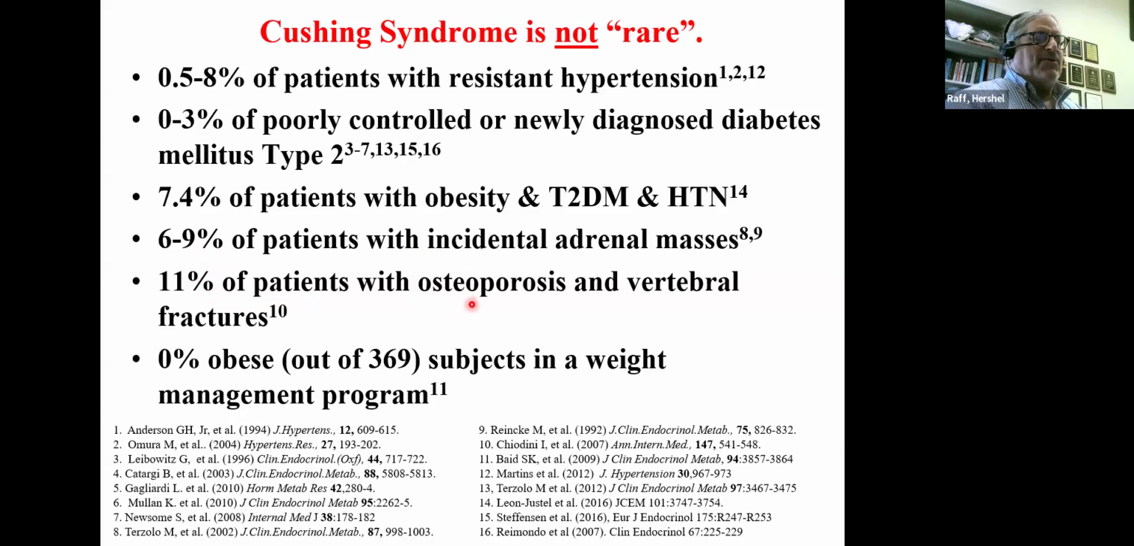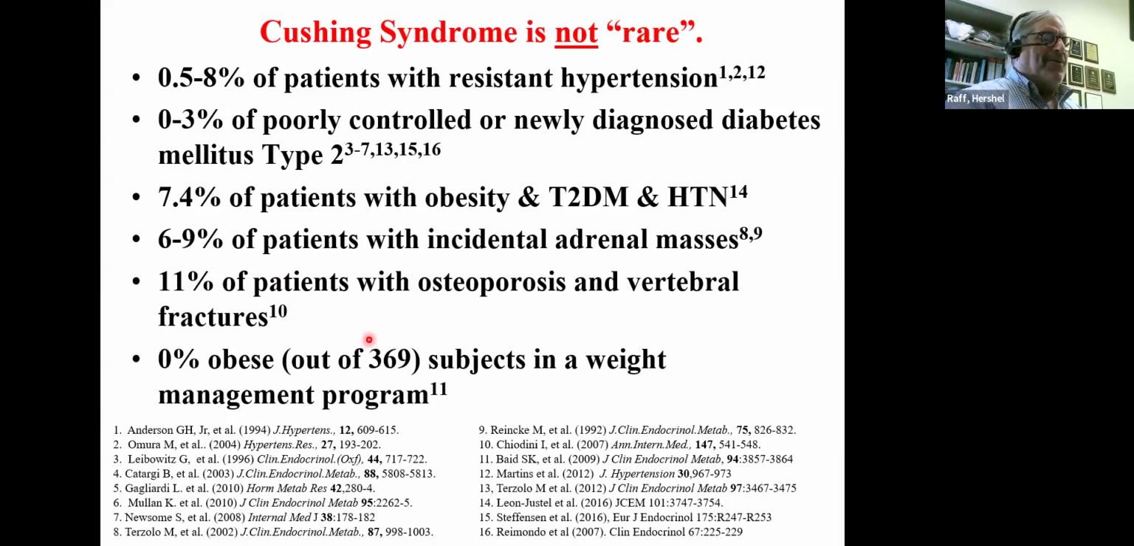Another intriguing study, this one from Italy, showed that osteoporosis, particularly if you can't explain it, and vertebral fractures and also maybe rib fractures can have undiagnosed Cushing. And we have experienced this in our bone clinic.